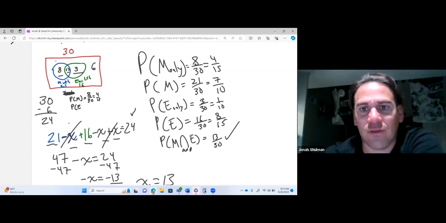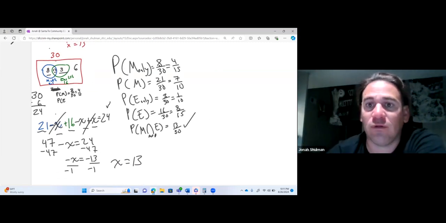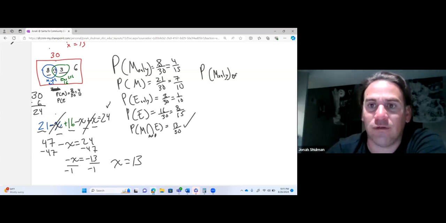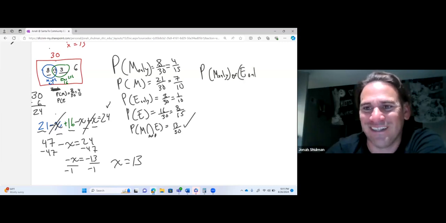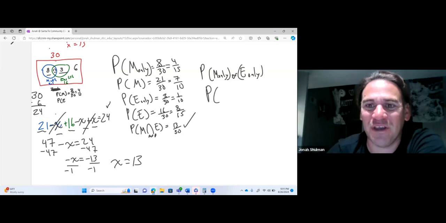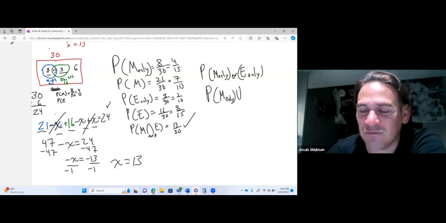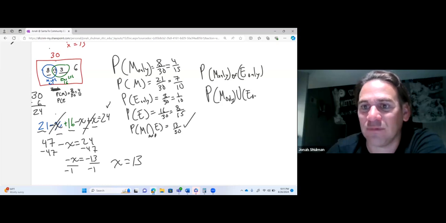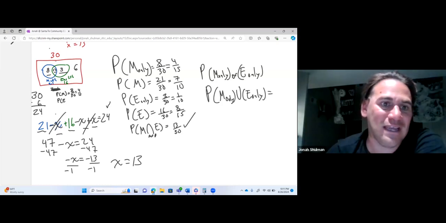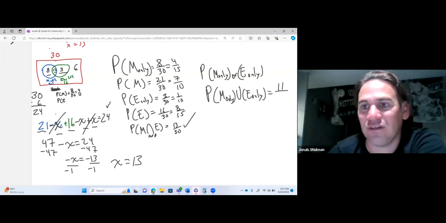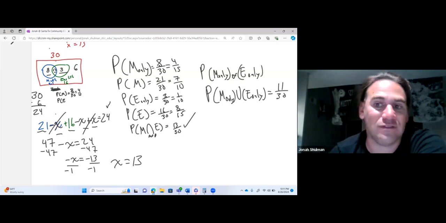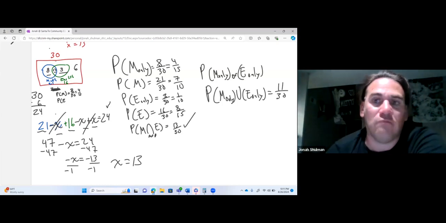The one on the answer sheet is the probability of math only or English only. I should do the symbol. So probability of math only, and then it's the union, which means or, English only, so you can add them together. And that is the 8 plus the 3, which is 11 out of 30, or 11 students, which is what it was asking for.